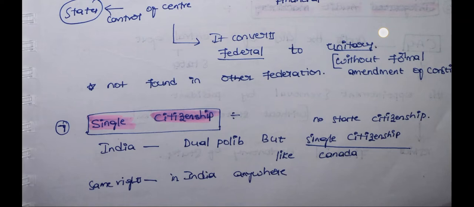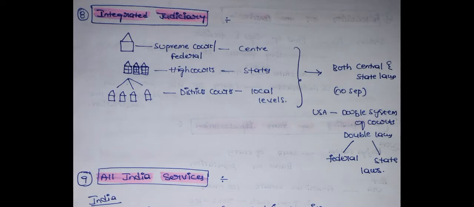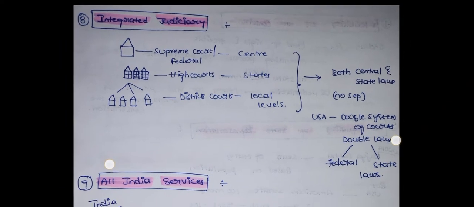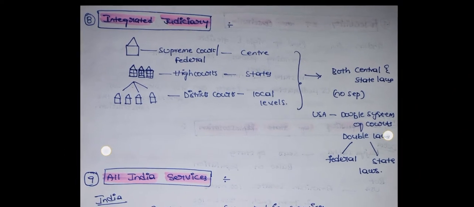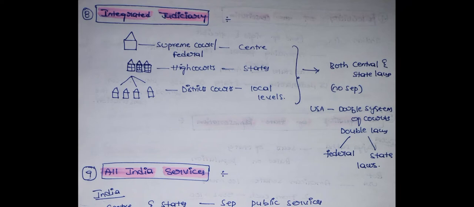Integrated judiciary. At the central level we have the Supreme Court or Federal Court. At state levels, High Courts are there, and at local levels, district courts are there. Both central and state laws are the same. There is no separation of laws between the central and state governments. But in the USA, there is a double system of courts, meaning double laws: federal laws maintained by the federal court and state laws maintained by the state courts.